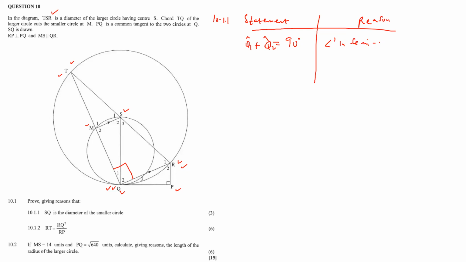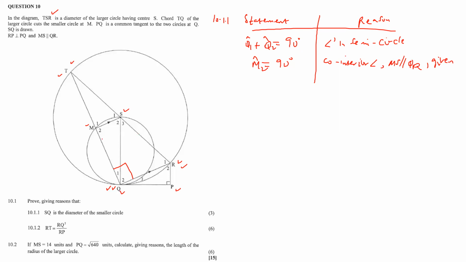Angle in a semicircle. Right, so at the end, then you have that angle M2 is equal to 90 degrees. Why? Because you have co-interior angles. The reason we have co-interior angles is because MS is parallel to QR. Why are they parallel? Because it was given that way.